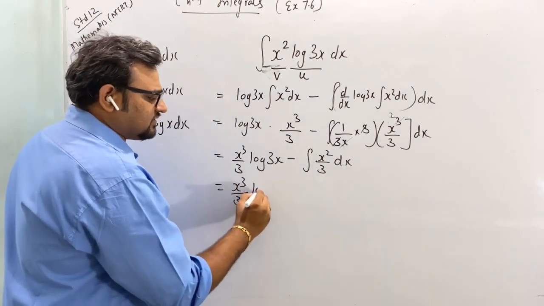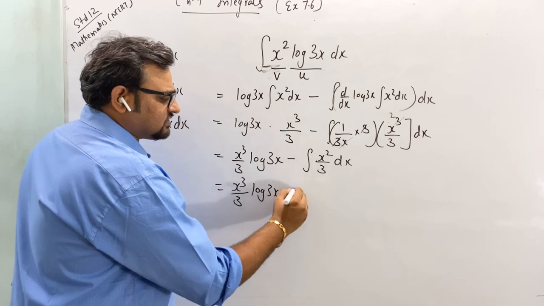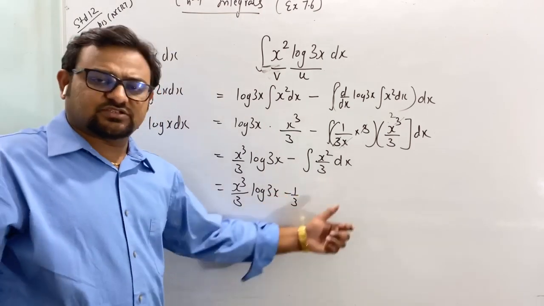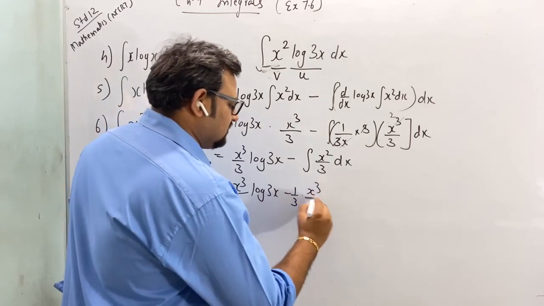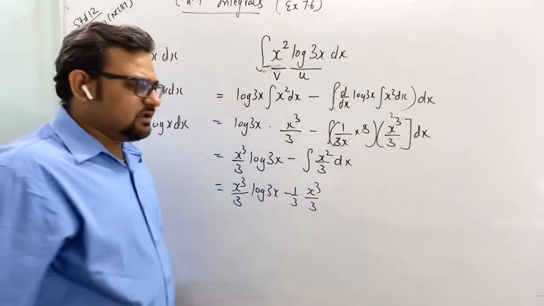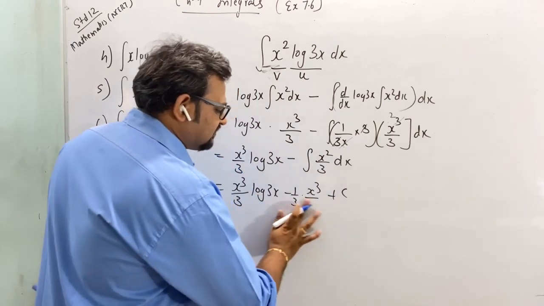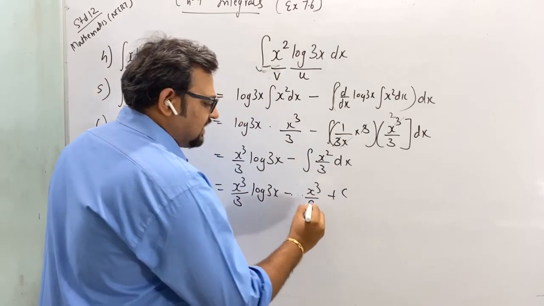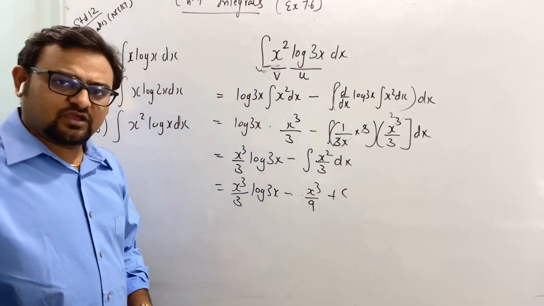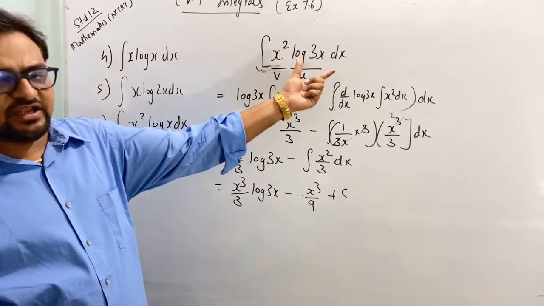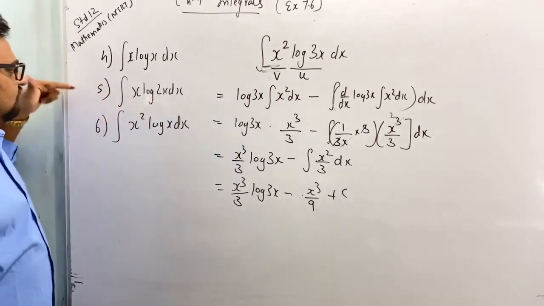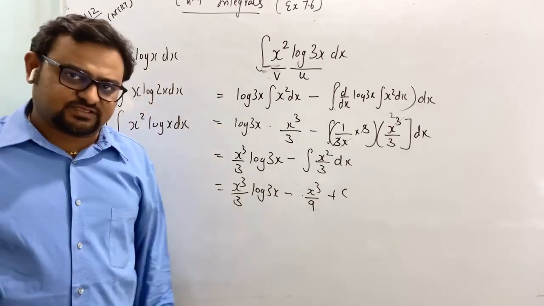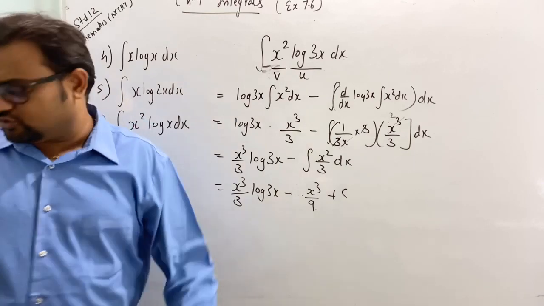x cubed by 3 log 3x, 1 by 3 I am taking as constant. So integration of x square is x raised to 3 by 3 plus c. So I will just make it as 9. Okay. So this was about x square log 3x. You go through this sum, and based on this you have to solve 4th, 5th and 6th. Clear? So just go through this sum.